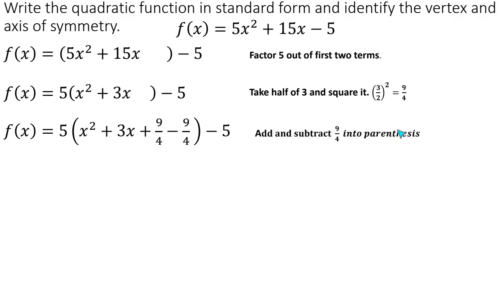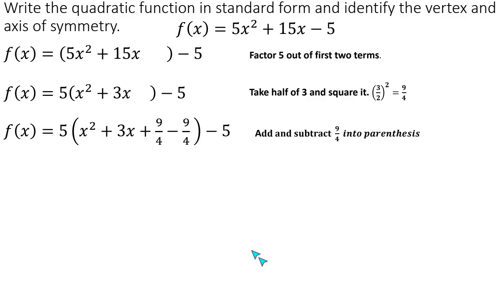and I'm going to do the work up here. So take half of 3 and square it. So half of 3 is 3 divided by 2, and if we square it, we get 9/4. So this 9/4, I'm going to add it and subtract it inside the parentheses.